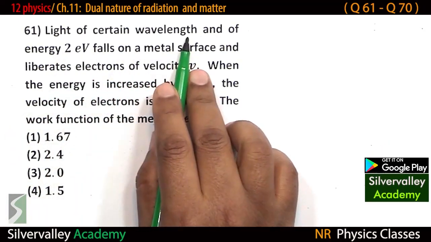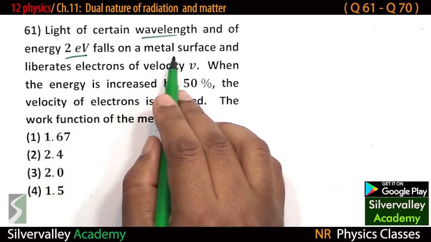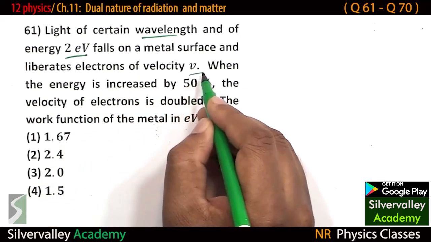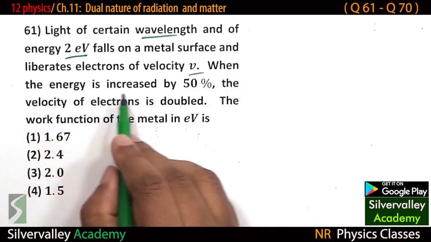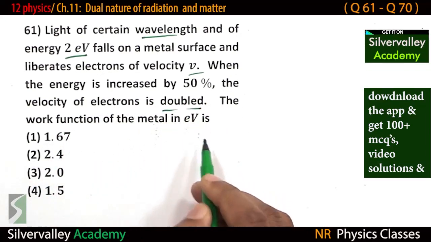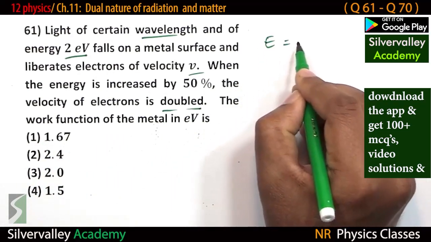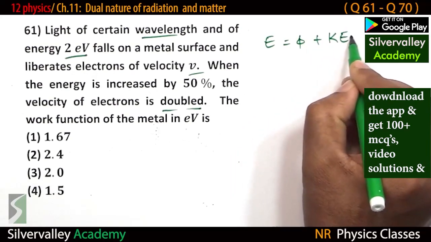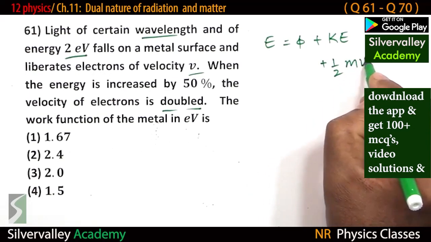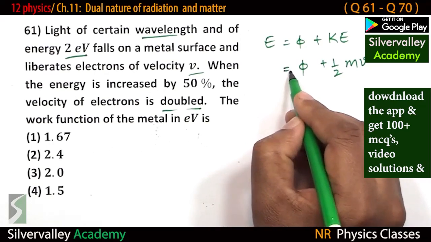Light of certain wavelength and of energy 2 eV falls on a metal surface and liberates electrons of velocity v. When energy is increased by 50%, the velocity of electrons is doubled. The work function of the metal is? So E equals work function plus kinetic energy, in terms of velocity, half mv square. Okay, this is phi equal to energy.